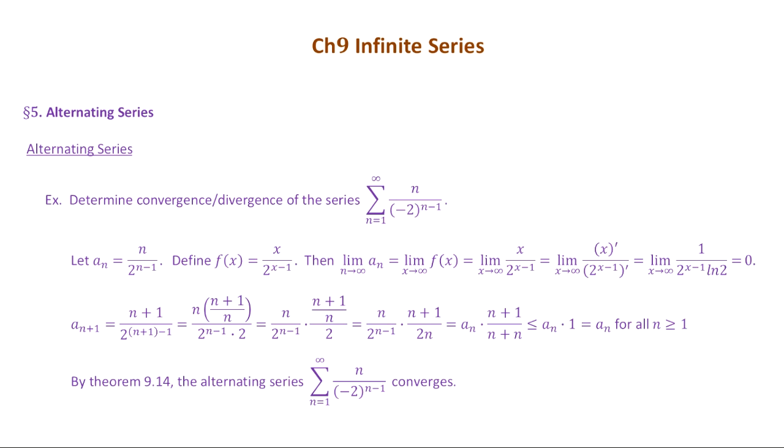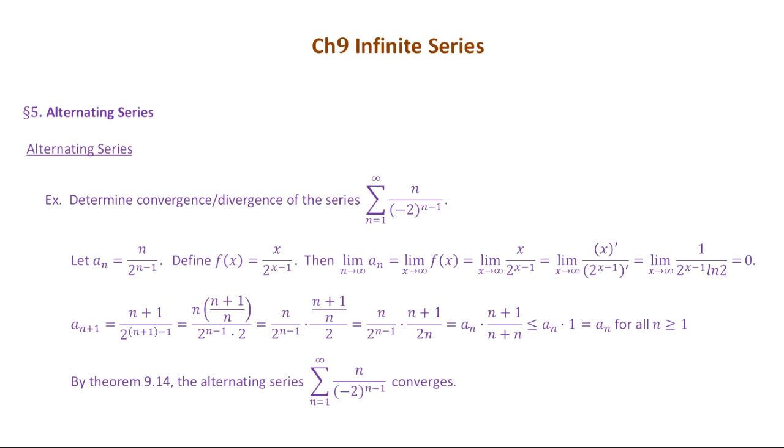So what we do is just take a derivative of the top and the bottom. And then we get a 1 on the top and 2 to the x minus 1 times a constant, natural log of 2, at the bottom. And then you can see as x approaches infinity, the bottom still has the term of 2 to the x minus 1 that blows up, and then you get a constant of ln 2. On the top, you just get 1. So obviously, the denominator blows up as x approaches infinity, so the whole thing has a limit of 0. So the first condition for convergence of the alternating series is satisfied.